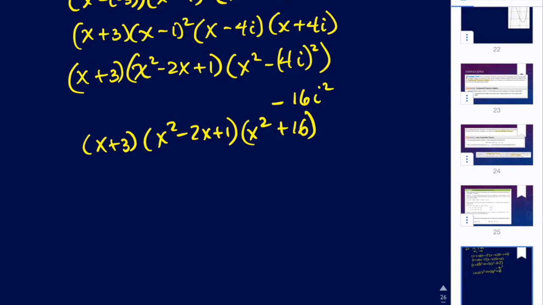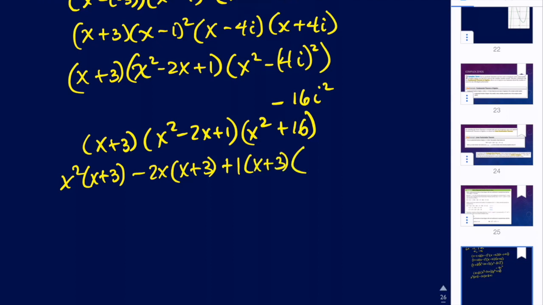So we have to multiply that, and I'll go ahead and do the x plus 3 times the x squared minus 2x plus 1. And I'll just use the distributive property. Watch how this goes. x squared times x plus 3, minus 2x times x plus 3, plus 1 times x plus 3. And that times x squared plus 16.